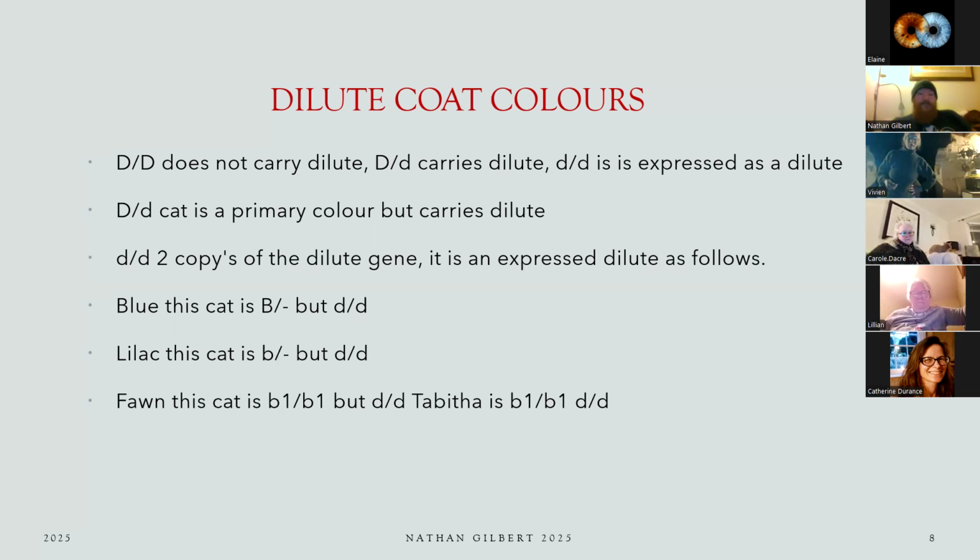So at this point, I'm going to introduce Tabitha, and she's just a cat that I'm going to make reference to as we go through the slides. She is a fawn silver Abyssinian. So at the bottom there, you can see she's B1B1. That is the cinnamon gene, two copies the same. She's homozygous cinnamon, but because she's also homozygous dilute, it's expressed as fawn. So far, we haven't got to silver yet. We just know that she's B1B1 and little d, little d. And that's it.